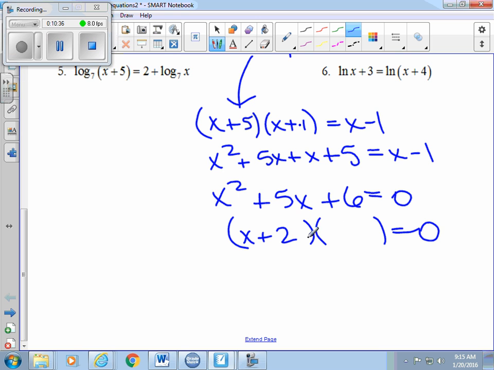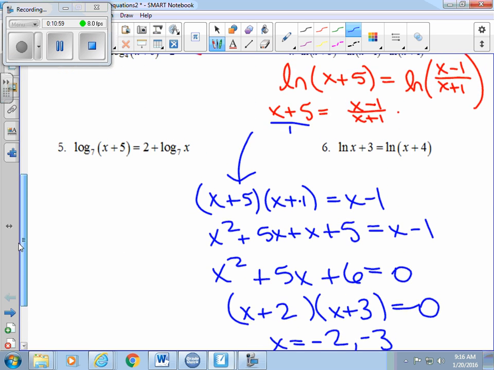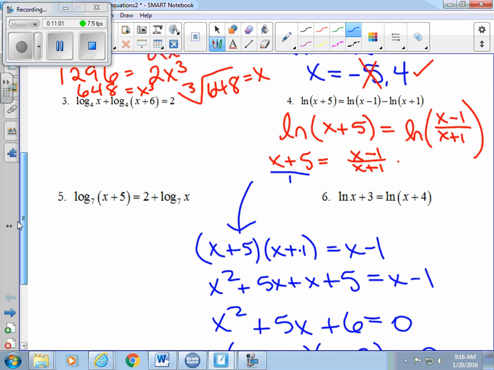3 and 2. How many of you would have wanted to pick 6 and 1? Why can't I pick 6 and 1? Good, they're both positive. It's addition, so I can't do 6 and 1. 1 would have to be negative to do that. So -2 and -3, what do I do with both of those? Plug them in, see if they make anything negative. Do they?